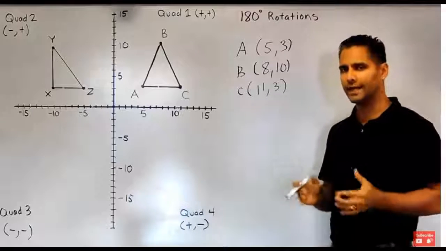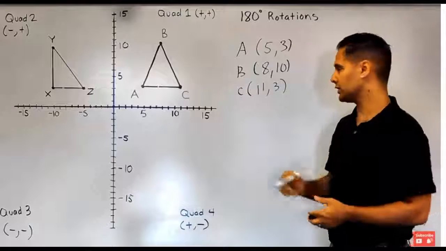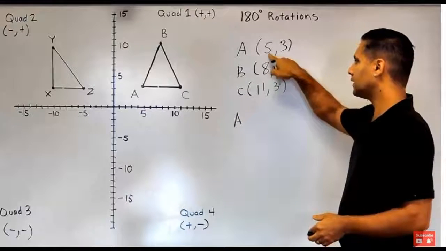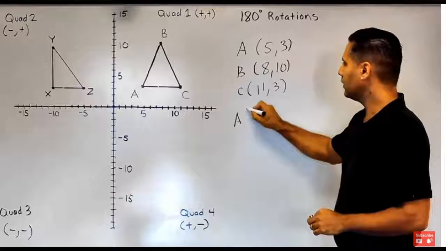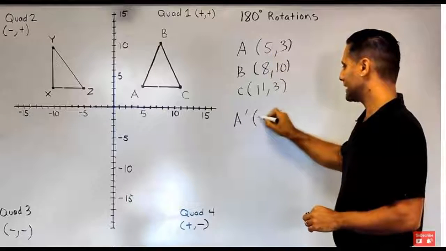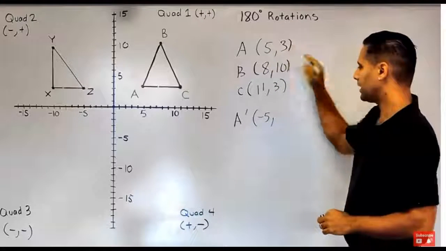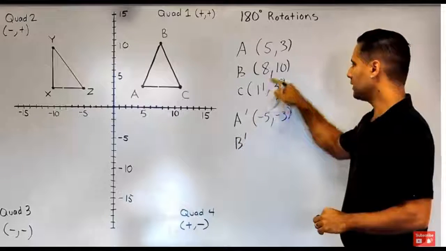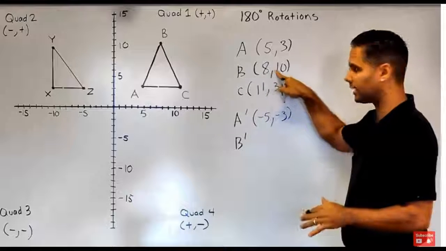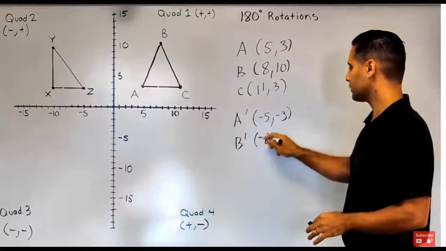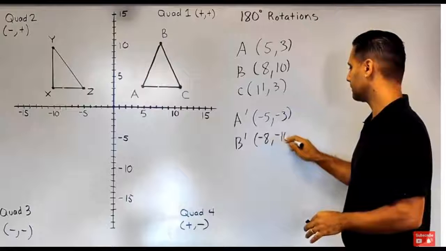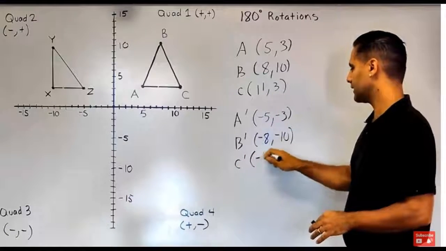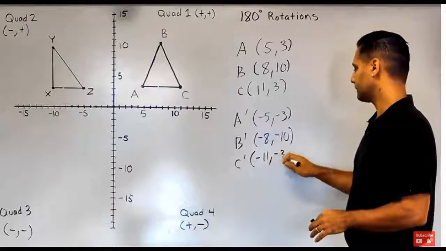Now, whenever rotating any object 180 degrees around the origin, all we have to do is take each value inside our parentheses and write its opposite integer. So instead of writing +5, let's write -5. Instead of +3, let's write -3. For point B, instead of +8, +10, we're going to change each one of those to negatives. And for point C, instead of writing 11, 3, we're going to write -11, -3.